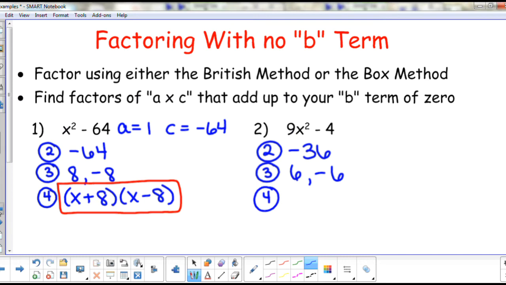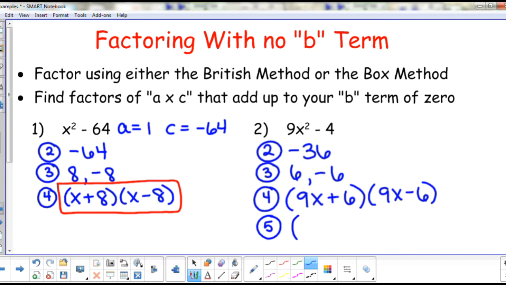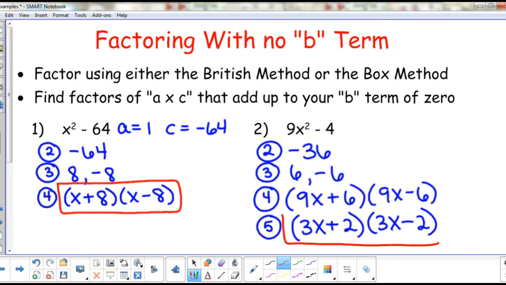Now I can take my a term with an x and put that in front of my 6's. So I'm going to have a 9x plus 6 and a 9x minus 6. I'm going to see if either one of these can simplify, and both of them can. 9 and 6 both can divide by 3. So I'm going to have a 3x plus 2 and a 3x minus 2. And that's going to be my final answer.